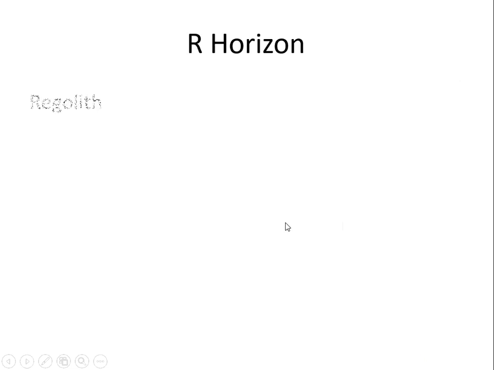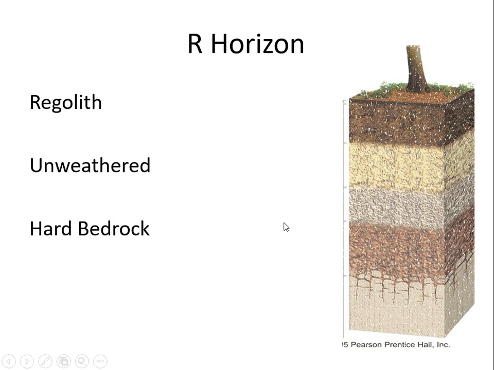And the bedrock is, of course, our final layer, known as the R horizon, or regolith. And this represents the crust of the Earth. It's the unweathered, hard bedrock. Those are your soil horizons.